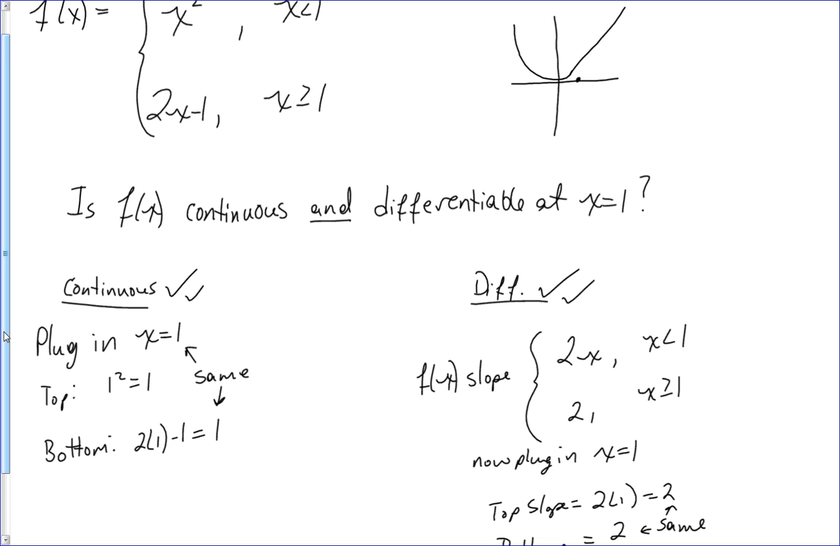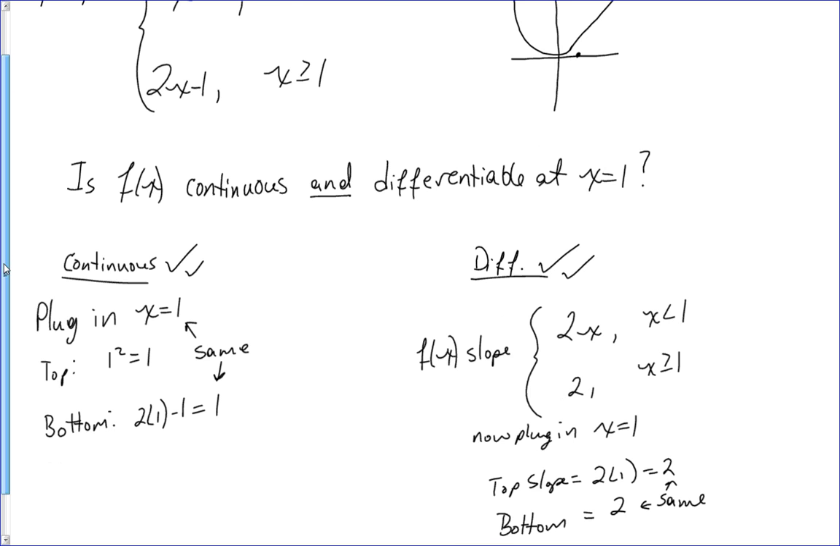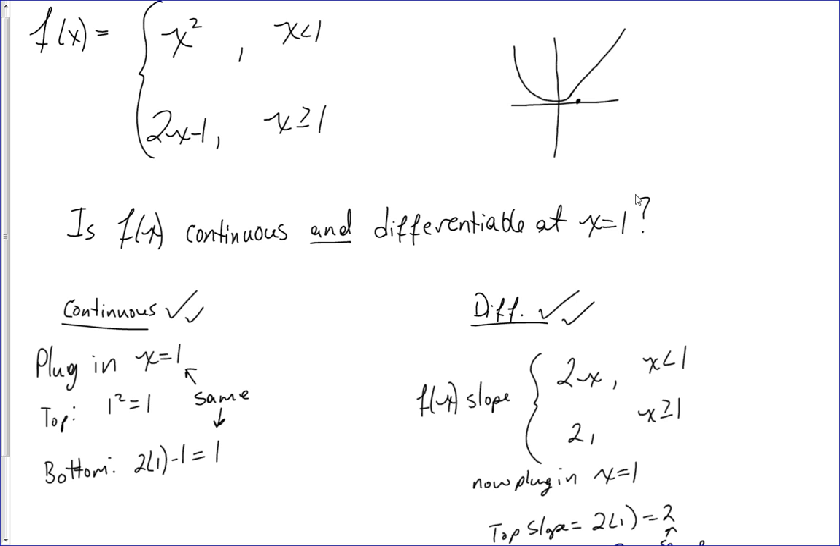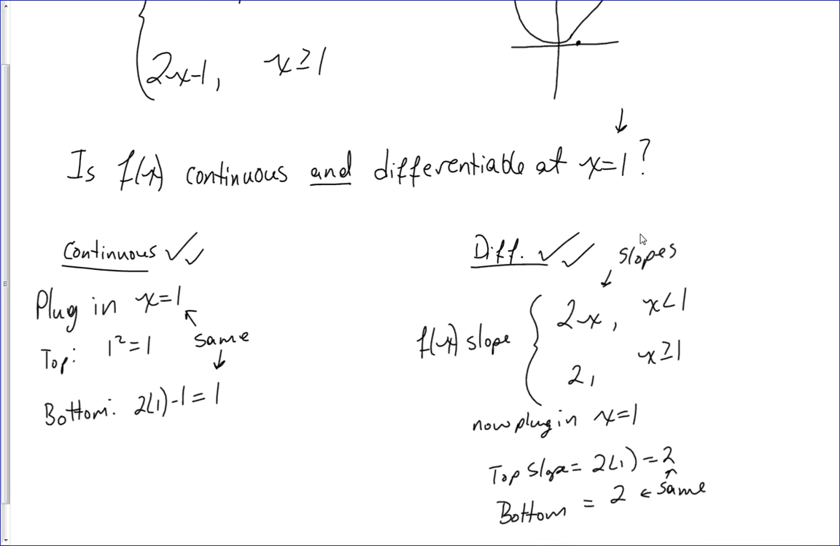All right. So remember, for continuity, you simply take the functions as is and plug in the point that you want to know if it's continuous at, in this case 1. You plug it in, make sure they equal the same thing, both the top and the bottom equation. For differentiability, you find the slopes. These are the slopes of the top equation and the slope of the bottom equation. You plug in the same x value that you did for continuity, and if you get the same value back out as well, it is differentiable.